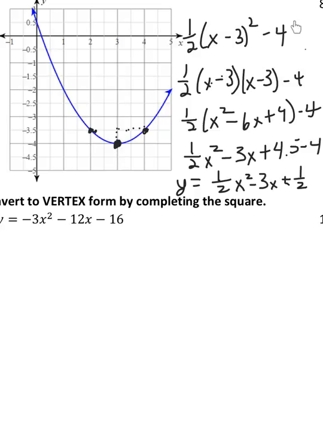Alright, so I got the vertex form and I got the standard form, and you can graph both of these and make sure that these match this graph and that they match each other. As long as that happens, then you're good.